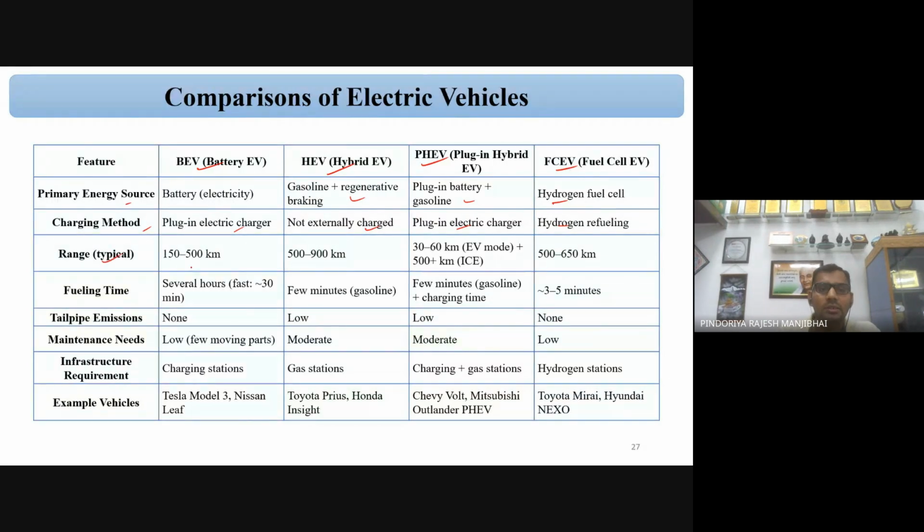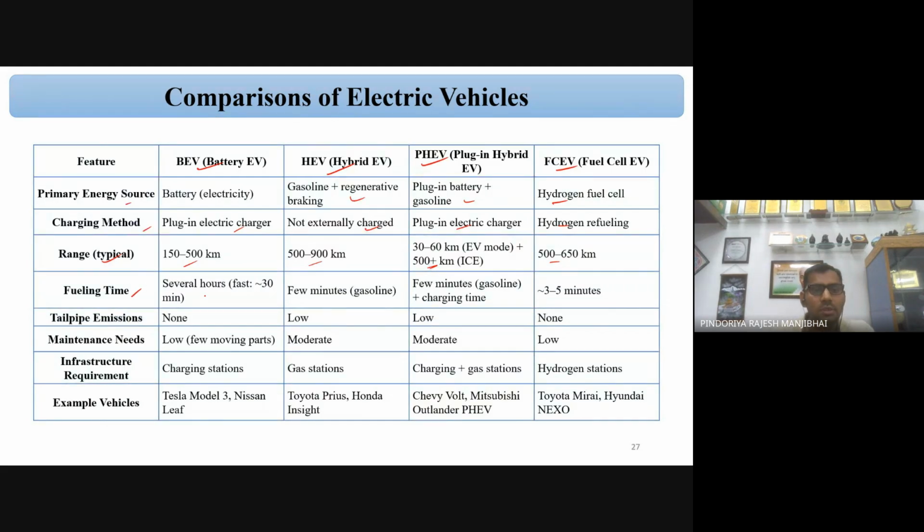Typical range: 150 to 500 kilometers for a battery operated vehicle. Hybrid electric vehicle, 500 to 900. Plug-in hybrid electric vehicle, up to 500 kilometers, depending on the operation, maybe ICE operation, maybe EV operation. And fuel cell, 500 to 650 kilometers.